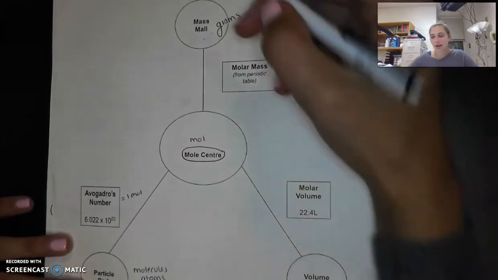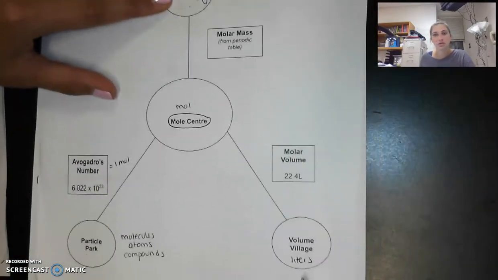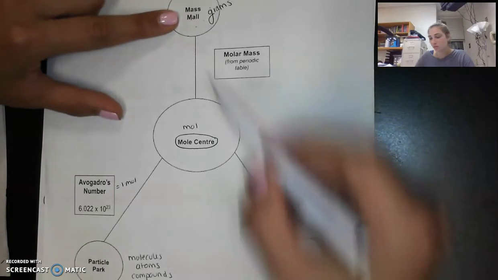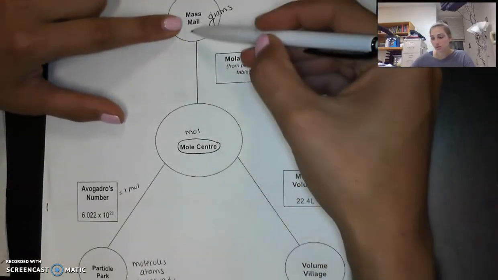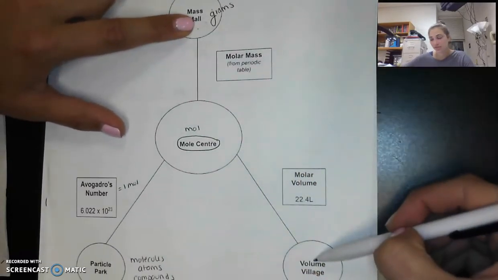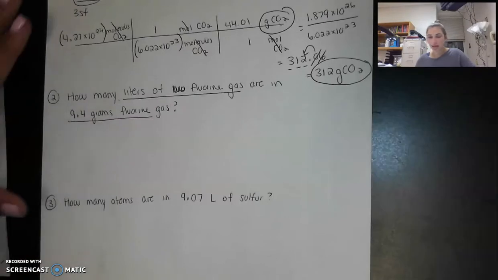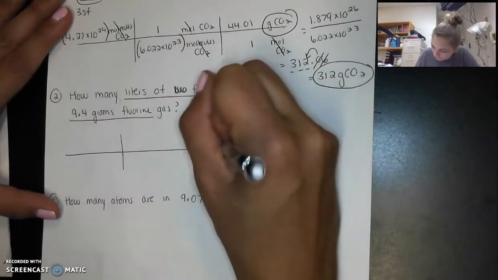So it gave us grams, so we're starting in mass, and it's asking for liters, which is the unit for volume. Well, we can't go straight from mass to volume, so we have to pass through moles. So to get from mass to moles is one step, and moles to volume is the second step. So again, we're going to set up a two-step problem.